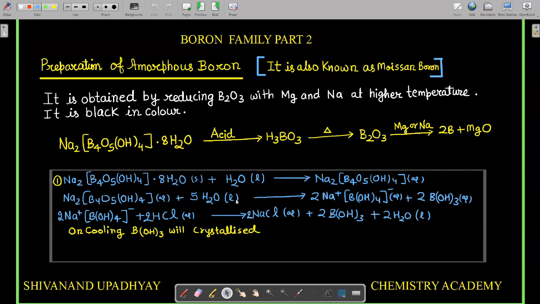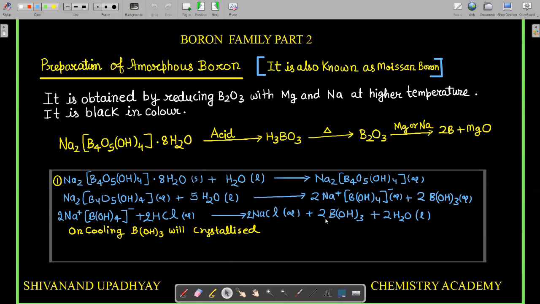Now this whole system is treated with HCl. When we add a strong acid, H2SO4 or HCl, then what happens is that it is a salt of a strong base and a weak acid. When reacted with a strong acid, it will displace the weak acid. So on reaction, there is formation of NaCl, boric acid and water. So now this is the final solution.